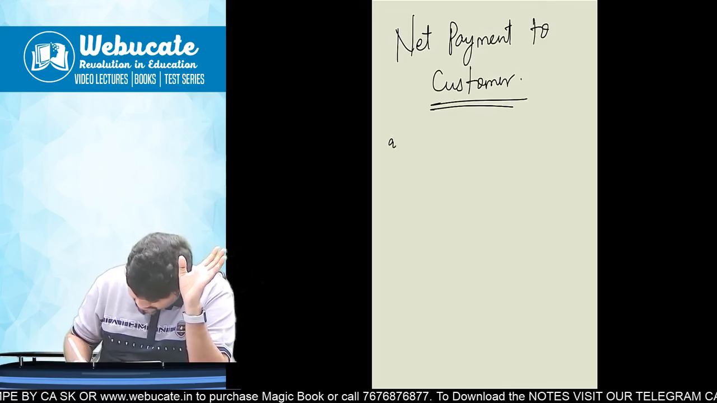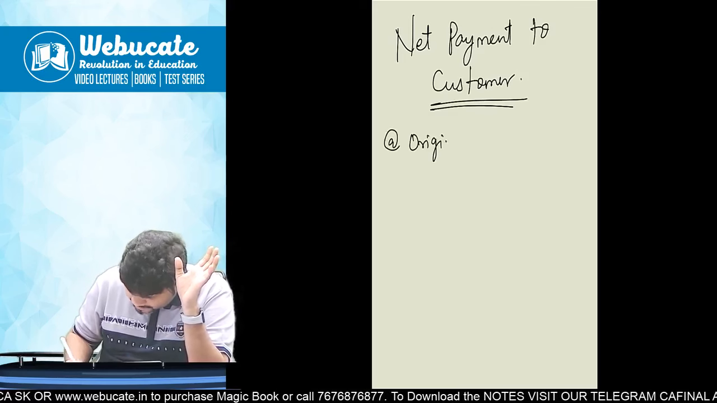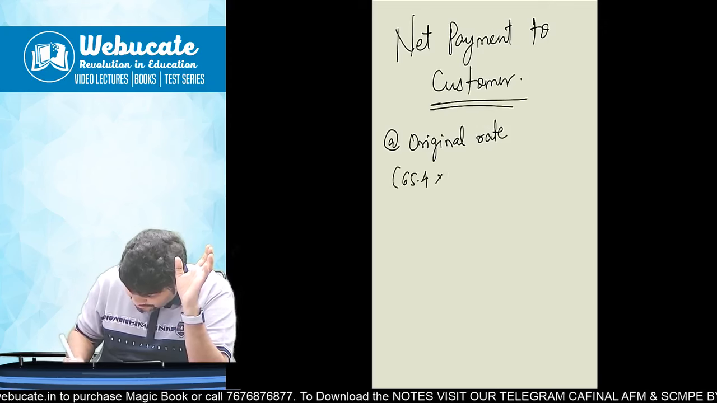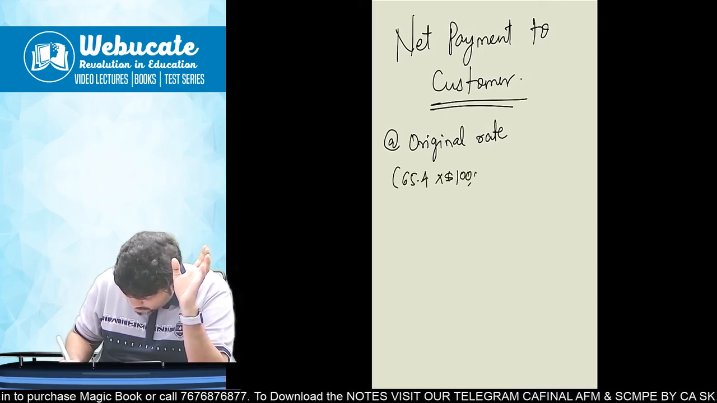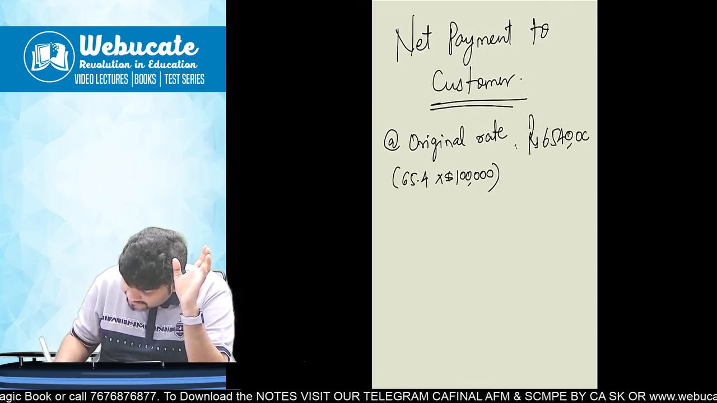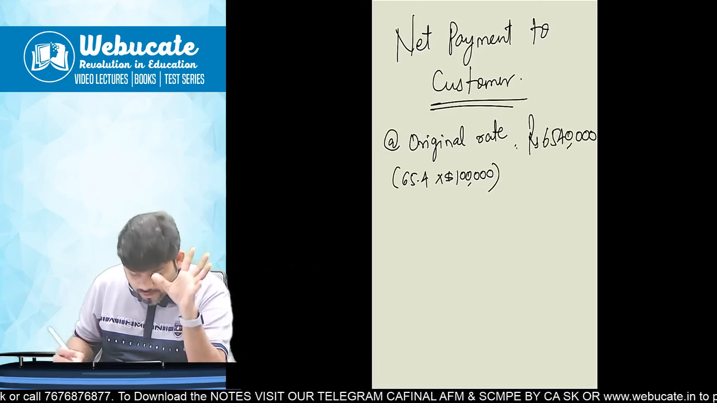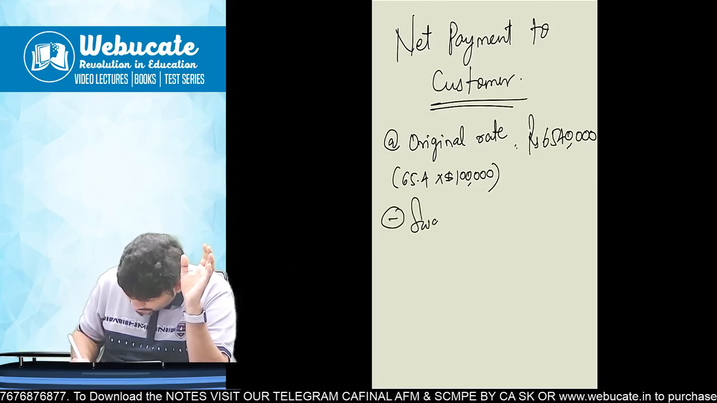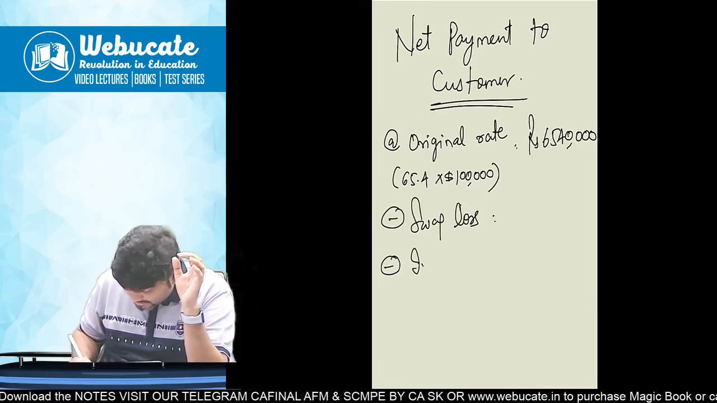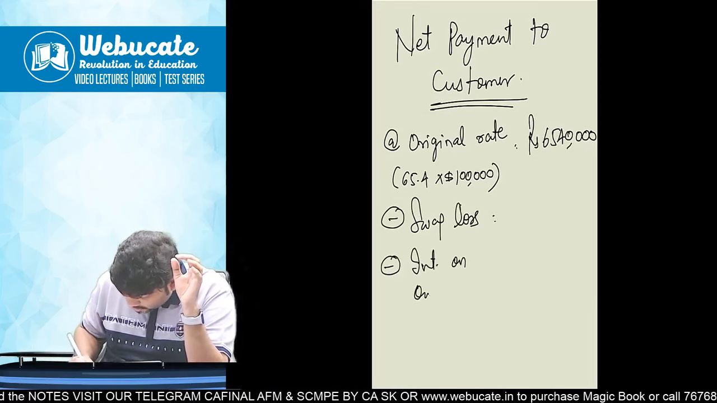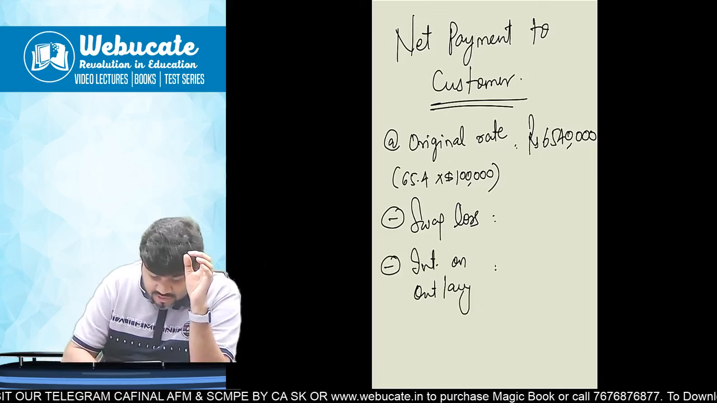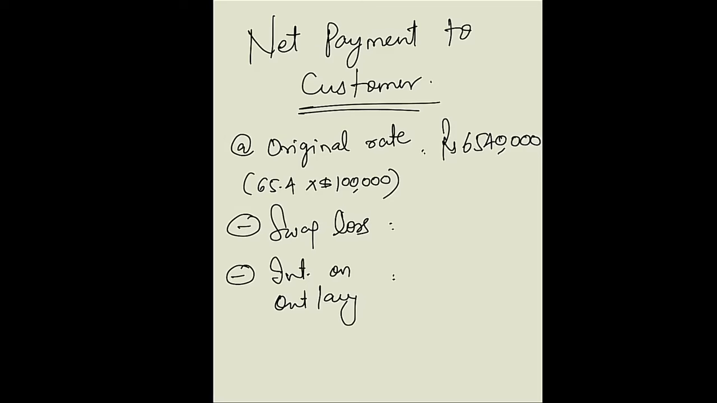So, at the original rate 65.4 into $1 lakh, which is ₹65,40,000. Okay, then swap loss and then interest on outlay. How much was his swap loss? Please write down, everybody.